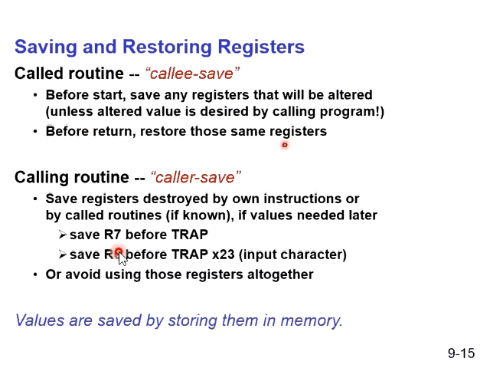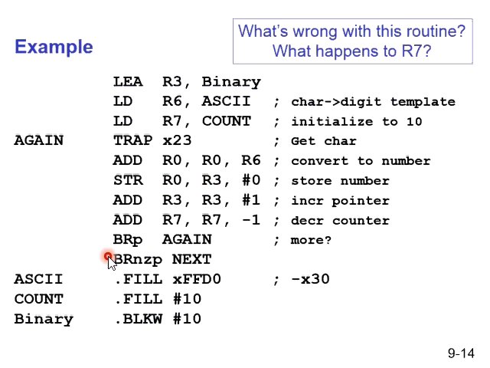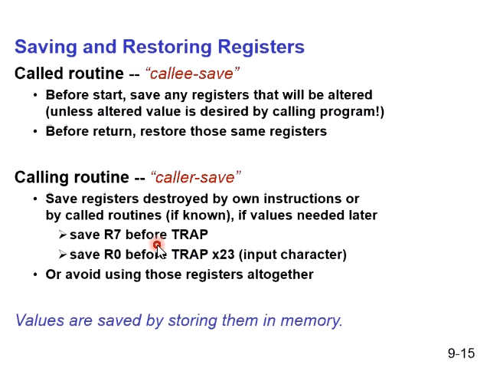And the subproblem for the calling routine: you must save registers destroyed by any instructions or by the called routine if the values are needed later. For example, with the program over here, you use register R7, and in the trap we use R0 and over here now we use R7, so you must save R7 and you must save R0.